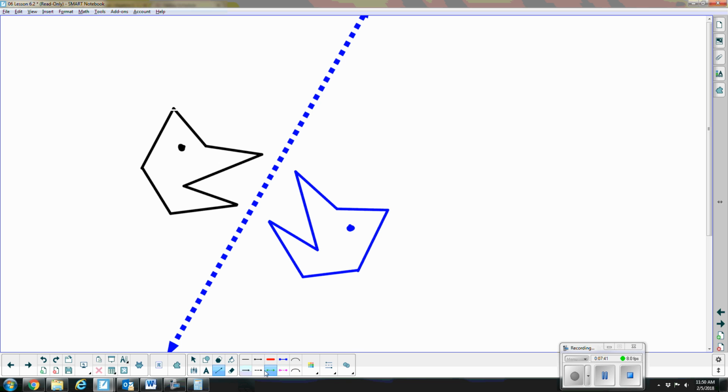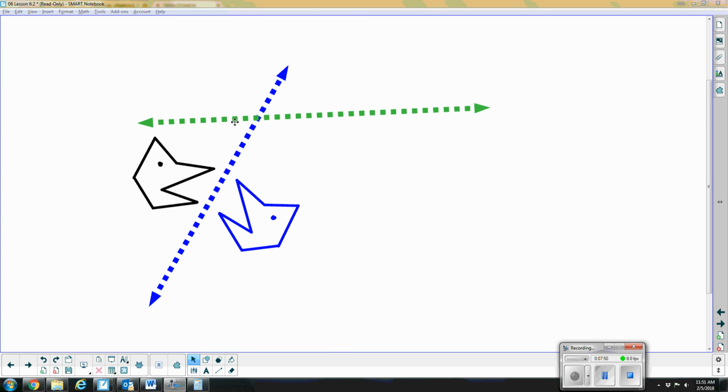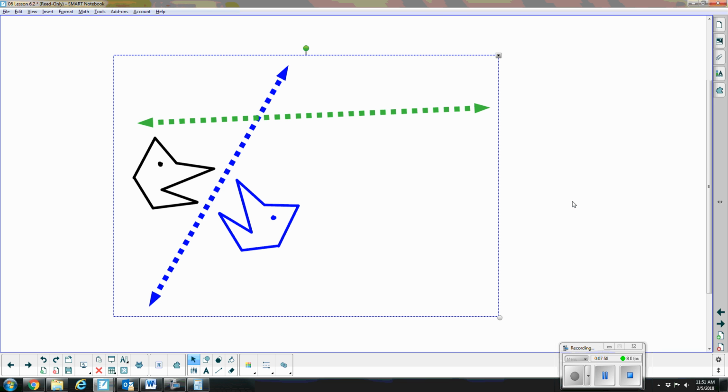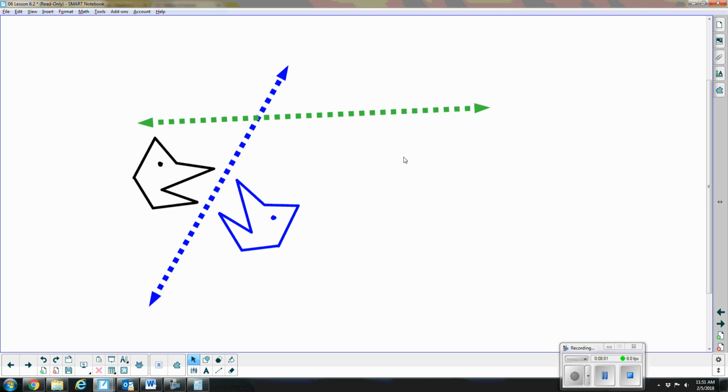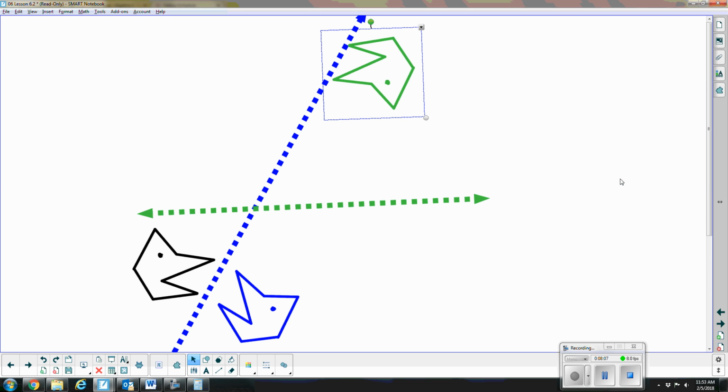And then we're going to draw another line of reflection that intersects here. And your line of intersection can be anywhere, but it just has to intersect. So you would want to fold your paper again and then reflect the blue image, or the second image, over that second line of reflection. All right, so if you look at my diagram, this green image is my second reflected image.